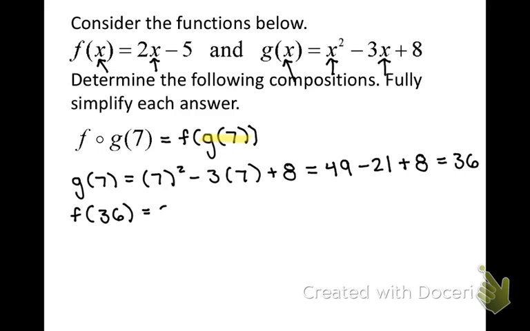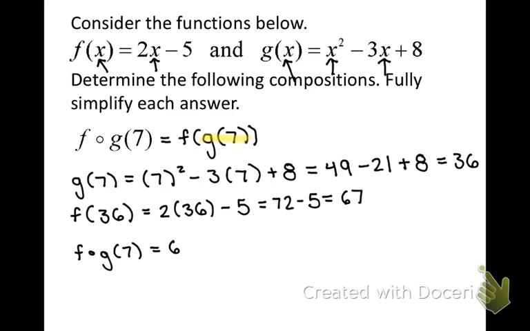So I'm going to have 2 times 36. Again, I'm using those parentheses around 36 because that's what I'm plugging in. Minus 5. So this is going to give me a 72 minus 5, which is 67. So that 67 that we get out at the very end is our answer to the final problem. So f of g of 7 is equal to 67.